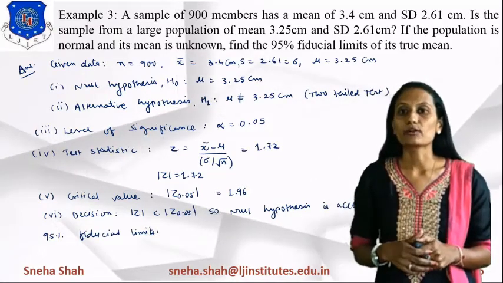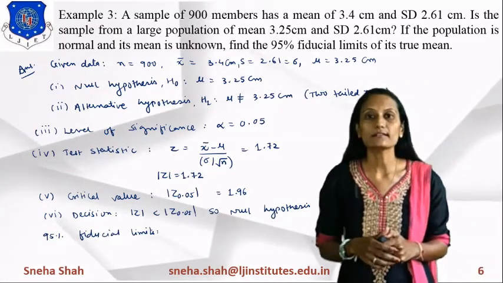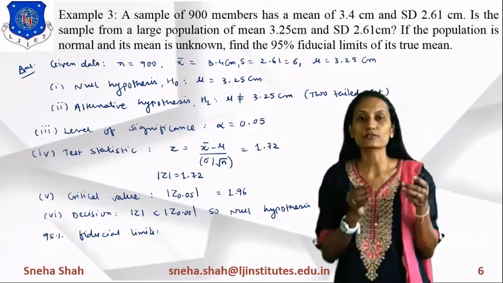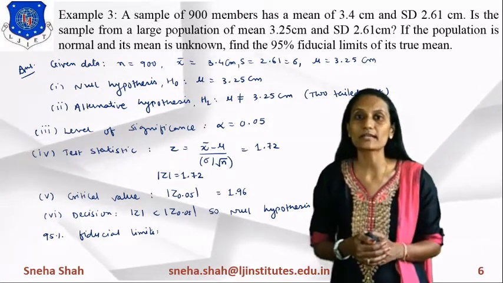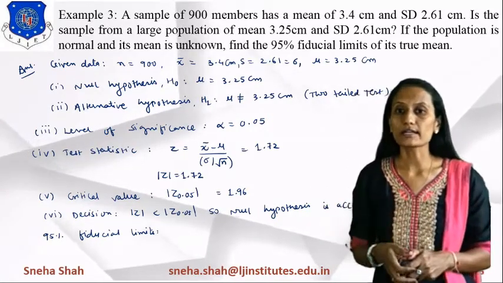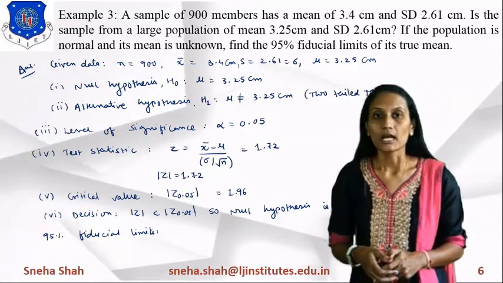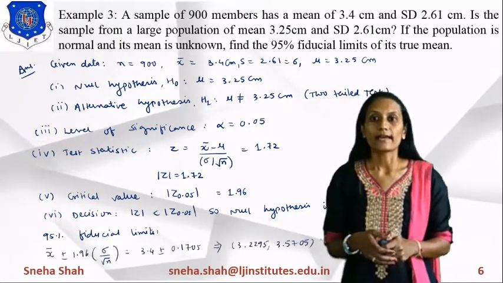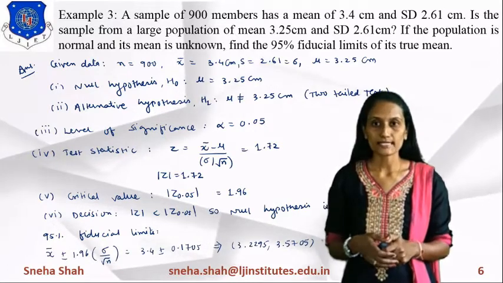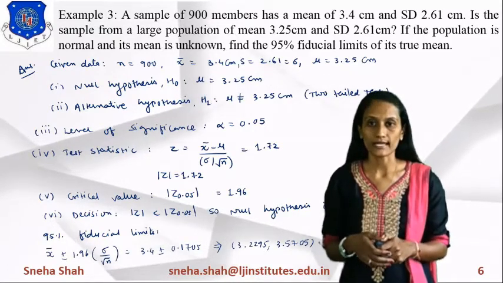Now if we want to find out the 95% fiducial limits, it will give you the confidence limit. So how will it be defined? We have already seen the equation for that, right? What is the equation? x bar plus or minus 1.96 sigma upon under root n.